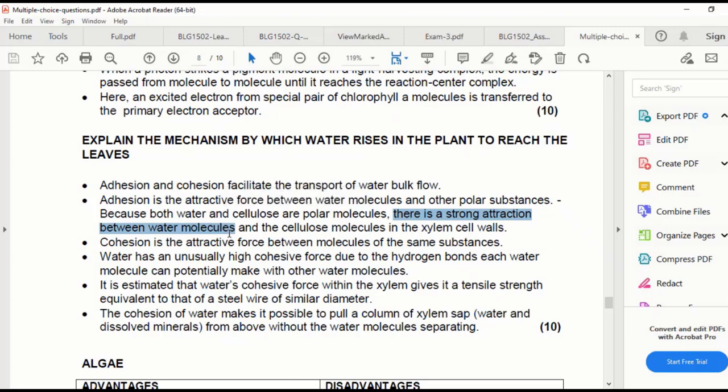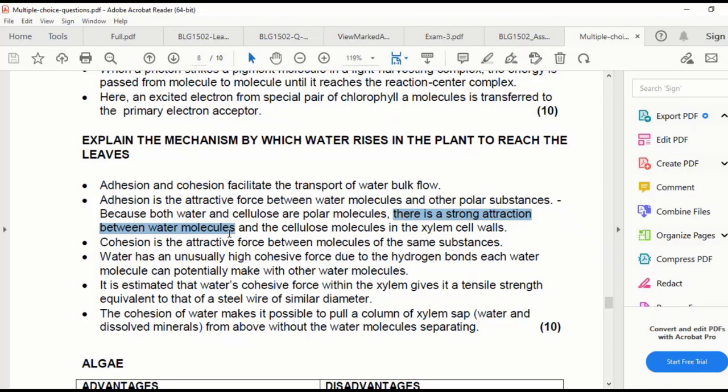Cohesion, on the other hand, is the attractive force between molecules of the same substance. Remember, they could also just say, describe the differences between cohesion and adhesion in a new question, but they'll be asking about the same thing. Cohesion is the attractive force between molecules of the same substance, and it is estimated that water's cohesive force within the xylem gives it a tensile strength equivalent to that of a steel wire of a similar diameter.